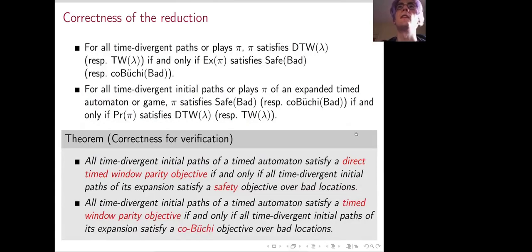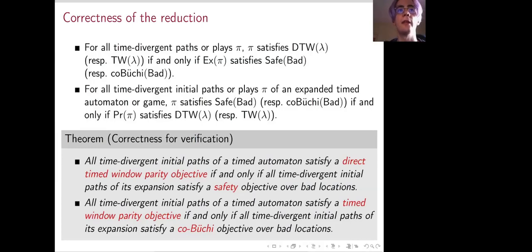So, for instance, we can have the following property: for all time divergent paths or plays, the play will satisfy the direct time window parity objective if and only if its expansion satisfies the safety objective in the expanded game. For the projection mapping, we have an analogous property where, for all time divergent initial paths or plays of an expanded timed automaton or game, it satisfies the safety objective in the expansion if and only if its projection satisfies the direct time window parity objective in the base game. And we have similar results with the non-direct objective and Büchi objective on the other side.